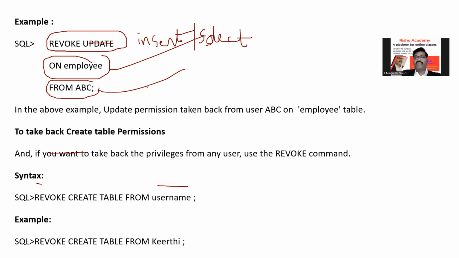So the revoke command allows us to take the permission back from so-and-so user. Grant means allowing the user to perform a specific task on a specified table, giving the permissions. And if you want to take the permissions back, if you want to cancel the permissions, then simply write the revoke command. This is about data control language.